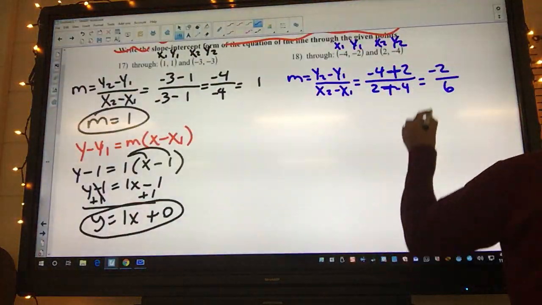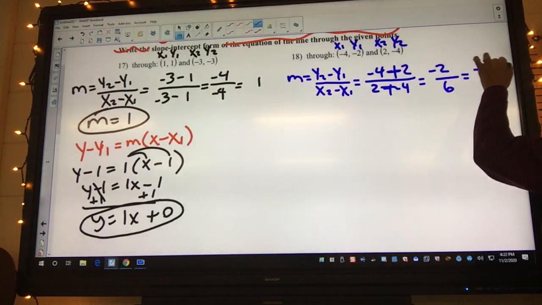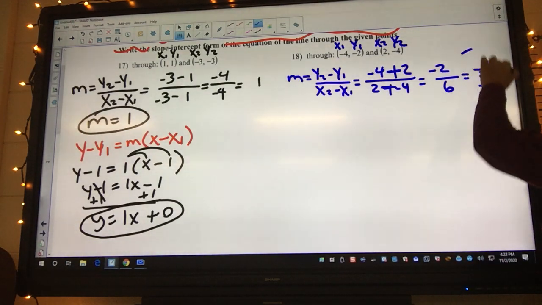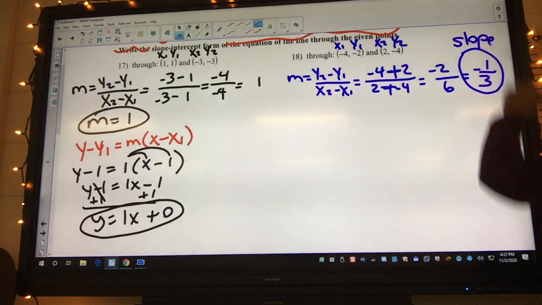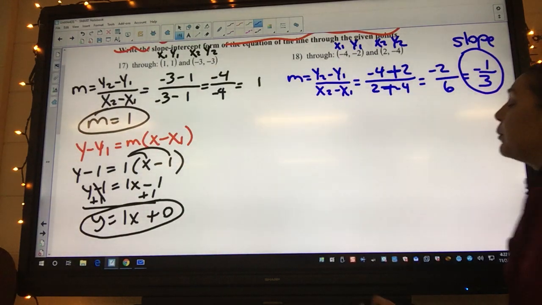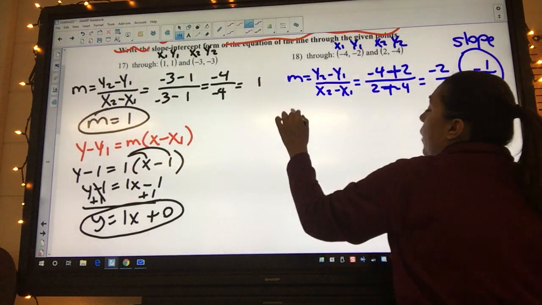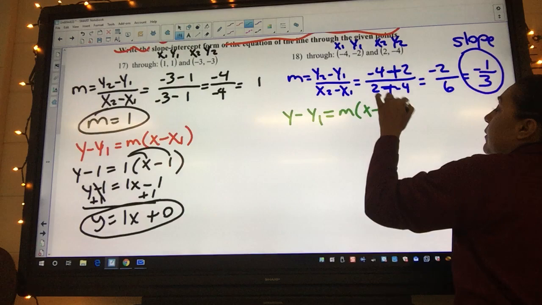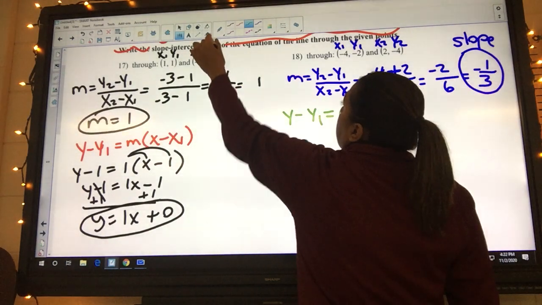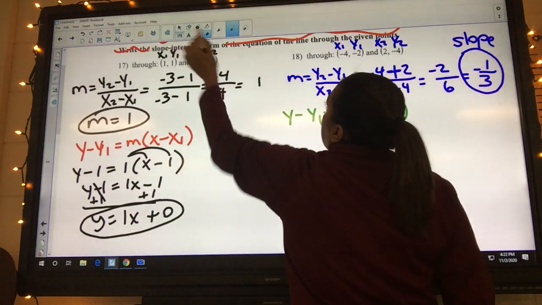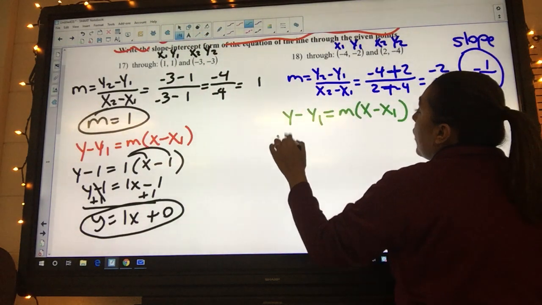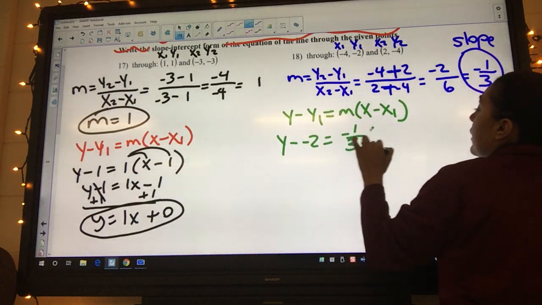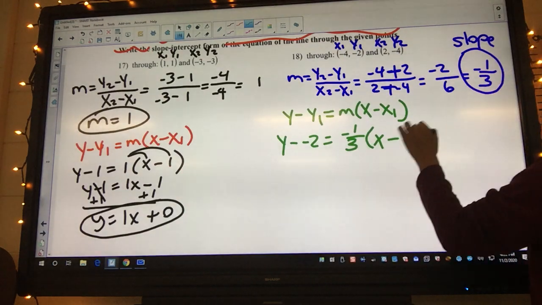Okay, and if you were to do this on your calculator, okay, it's going to take it even a step further and say 1/3, okay, as it should. Okay, so 1/3 is our slope. Okay, so now we have points and we have a slope, so we can plug it in point slope. Okay, so I got y minus y1 equals mx minus x1. So I got y minus, my y1 is negative 2, my m is negative 1/3, x minus, and my x1 is negative 4.